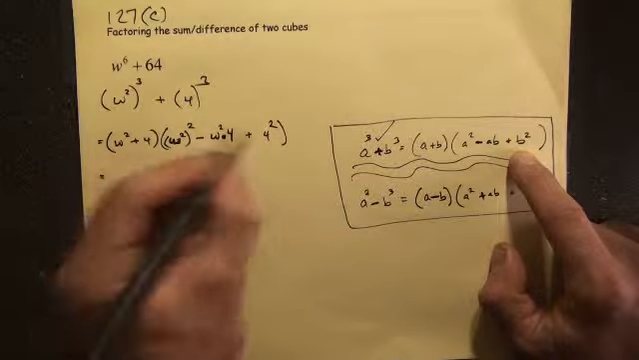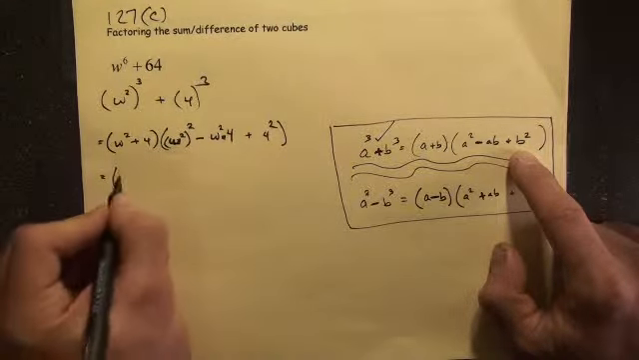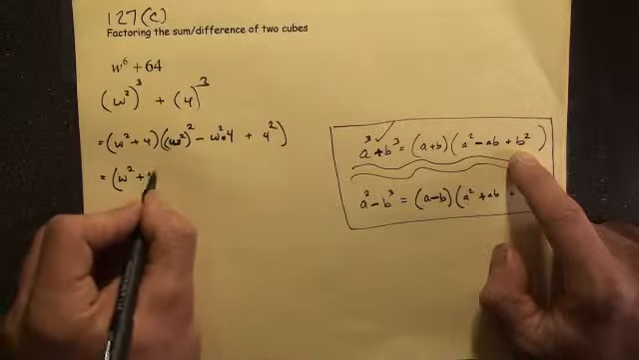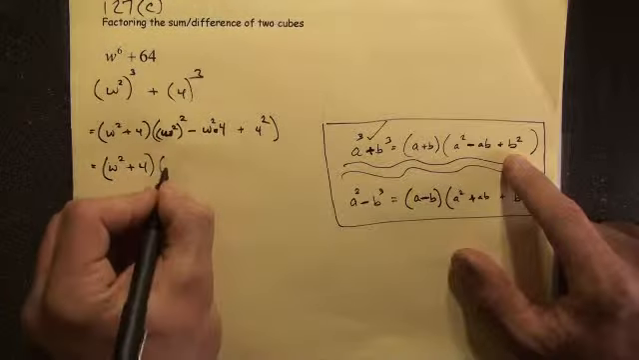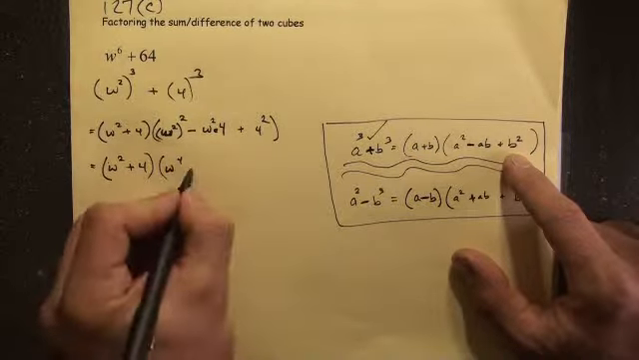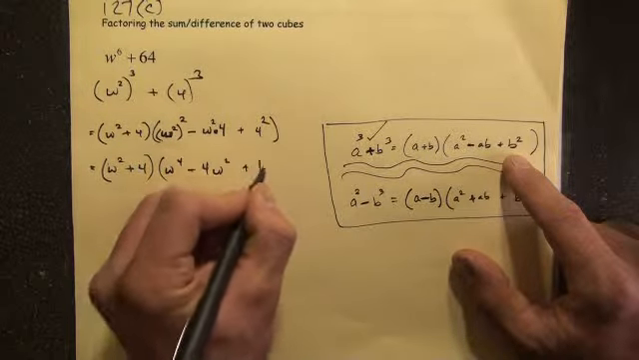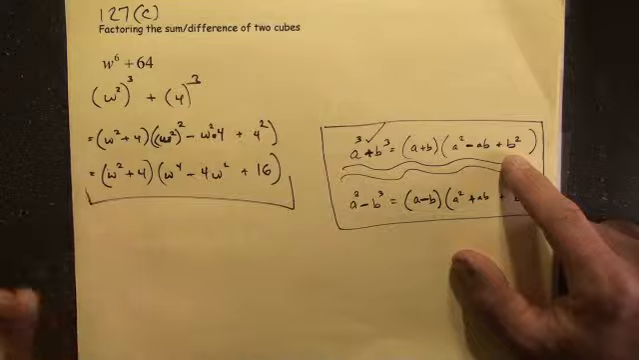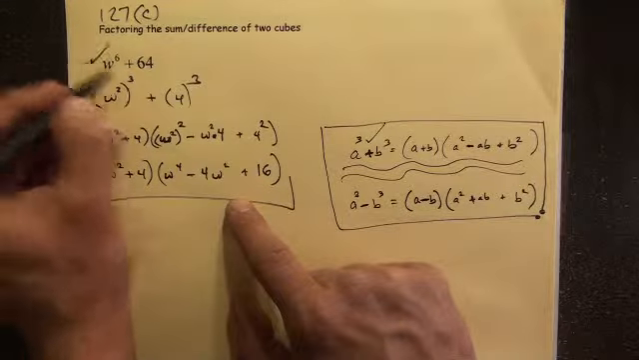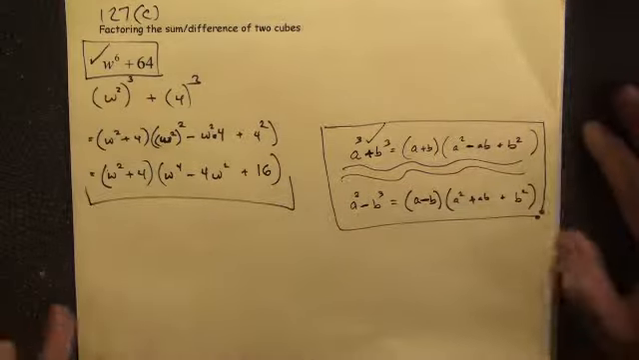Then we're just going to straighten all this out a little bit here, button up the rough edges. So w squared plus 4 times, this becomes w to the 4th minus what? 4w squared plus how much? 16. And this is the factored form of the sum of those two perfect cubes.